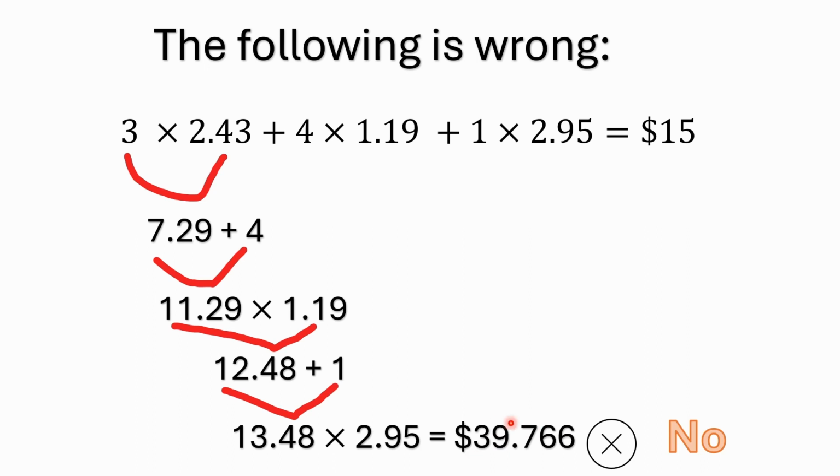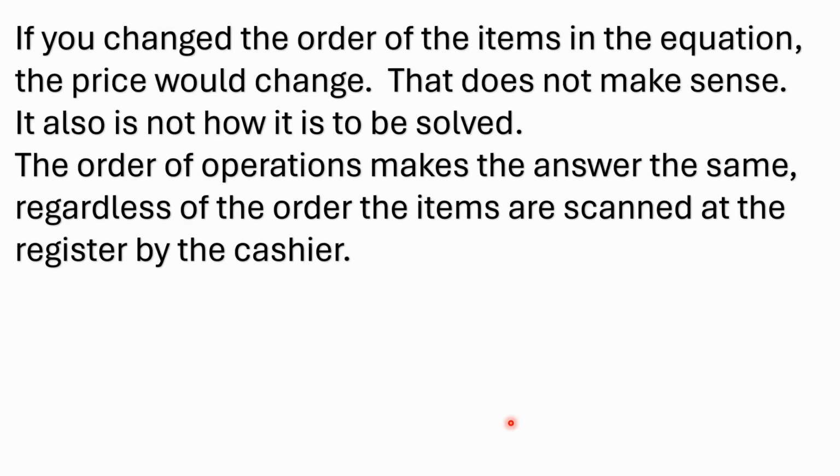So somebody that would solve this is going to end up paying a lot more because they solved it incorrectly. So that's wrong. But not only that, you have to think about it. If you change the order of the items in that equation, the price would change. Notice, that doesn't make any sense, and it's also not how it's to be solved. The order of operations makes the answer the same regardless of the order the items are scanned.